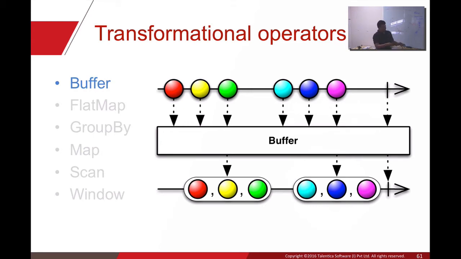The same goes on. And one more thing here, whenever you see this dash, this is the on complete event, and when you see a cross, that's an on error event. And these are taken from RX Marbles, another good site for learning reactive via colorful diagrams. So this is buffer.